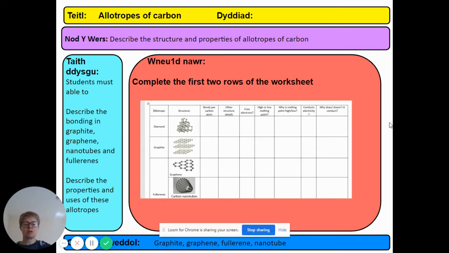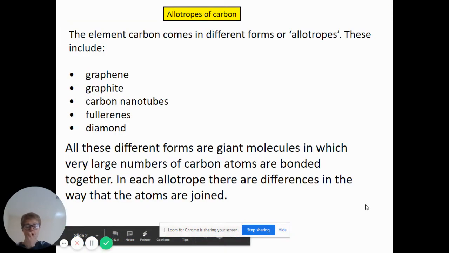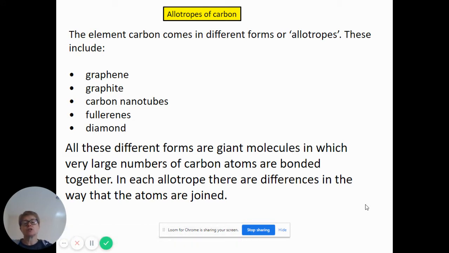So I'm going to move us on to the next part of the lesson. So you know already that carbon comes in different forms or allotropes. We've done some work on graphite and diamond, but there are some other allotropes of carbon you need to know about. So graphene, carbon nanotubes, and fullerenes are what we're concentrating on in this lesson. Just like graphite and diamond, these other allotropes are all giant covalent structures, and the reason that they have different shapes and different properties is because of the way the carbons are actually joined together.